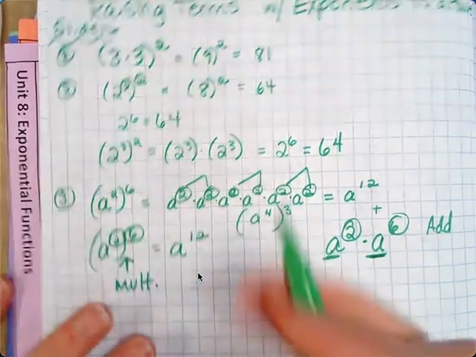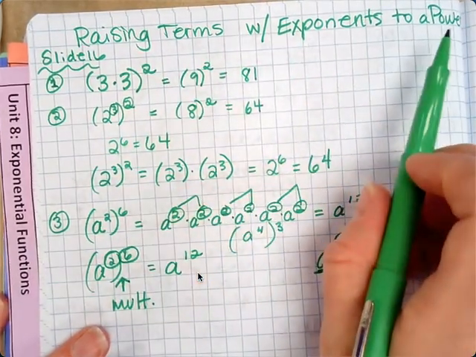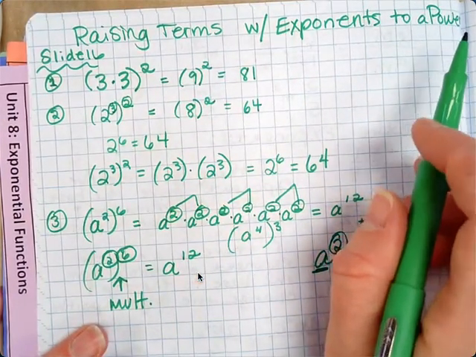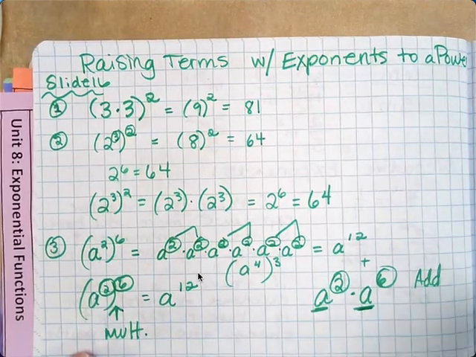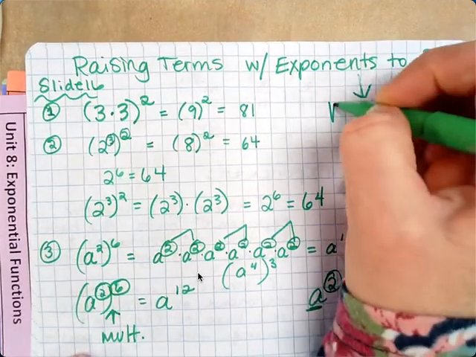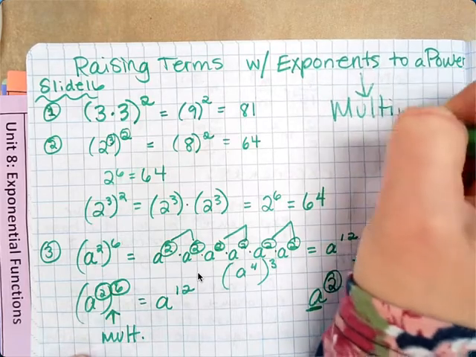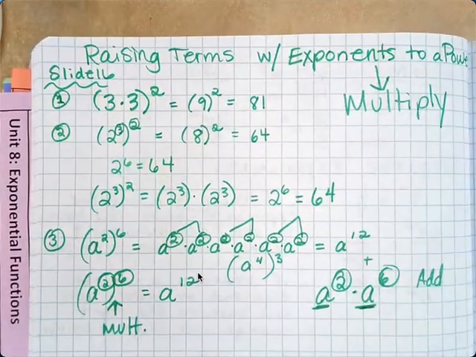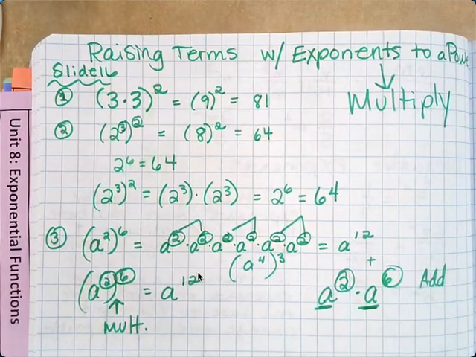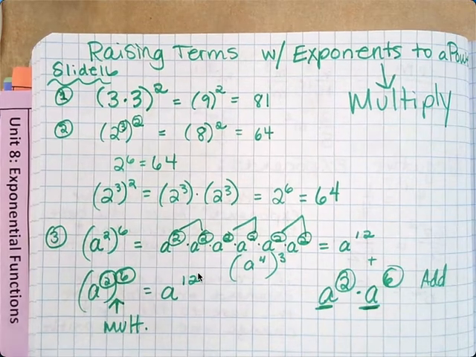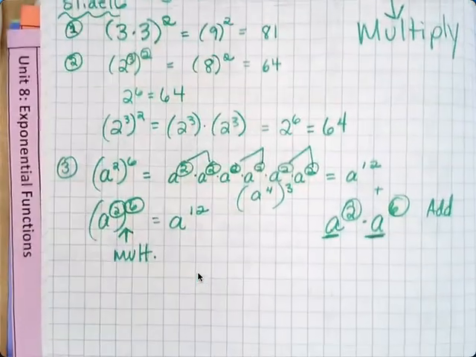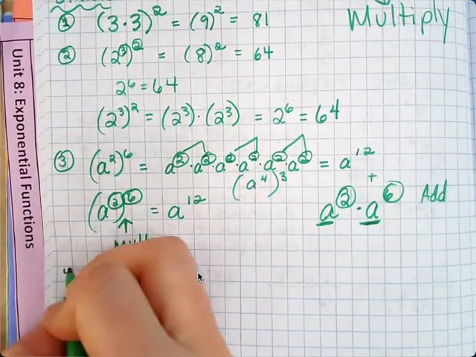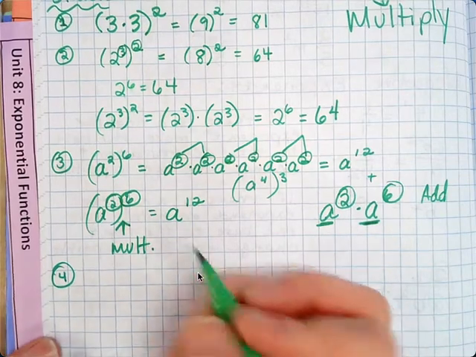So our rule for raising terms with exponents to a power, what are we going to do with the exponents? Multiply them. Y'all caught on to that really quick. So let's do another one.